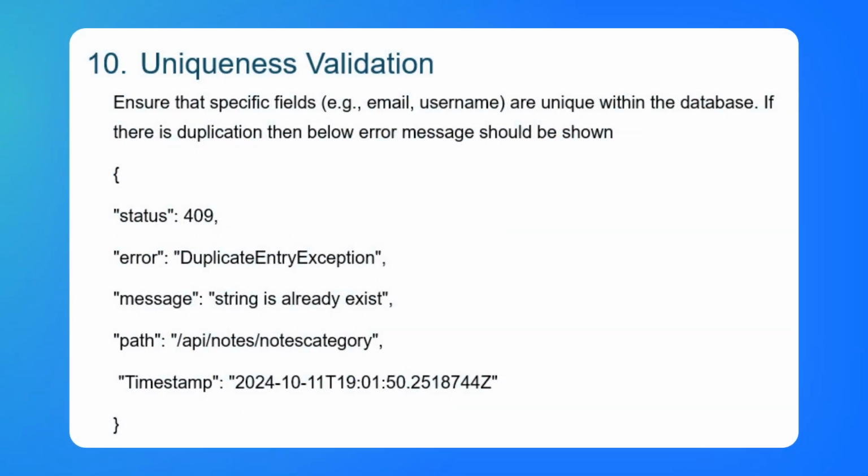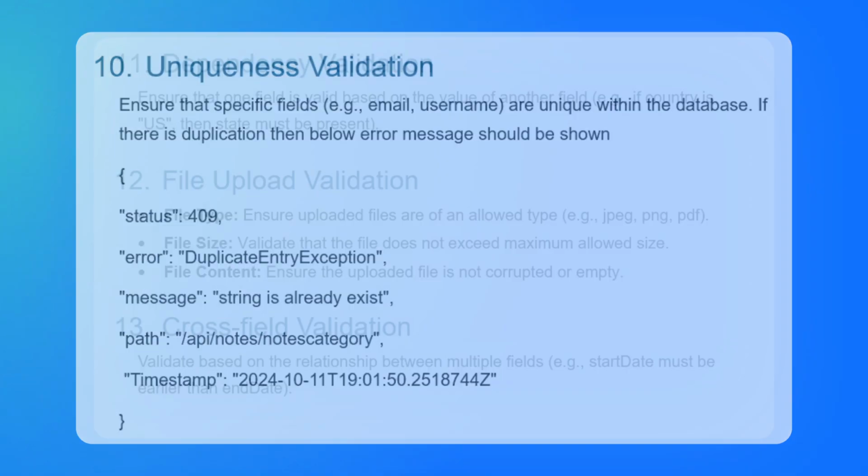Then we have uniqueness validation. Ensure that specific fields, for example email or username, are unique within the database. If there is any duplication, then the below error message should be shown. Here you can see the key values: status 409, error duplicate exception, message string already exists. Then we have path. In this example, our path is /api/node/node category. Then we have timestamp, which follows the ISO standard.